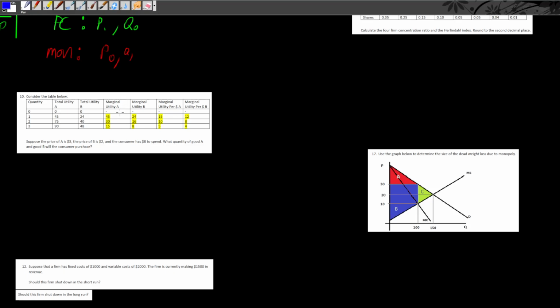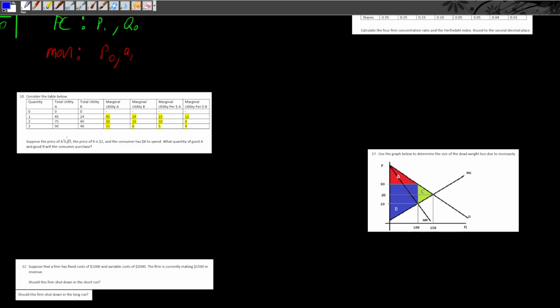So to find out the marginal utility of good A, the way we do that is we subtract subsequent cells in the total utility of good A. So to get 45, it's just 45 minus 0. To get 30, it's just 75 minus 45. And so on. So 15 comes from 90 minus 75. And then we would do the same exact thing for good B to find the marginal utility of good B.